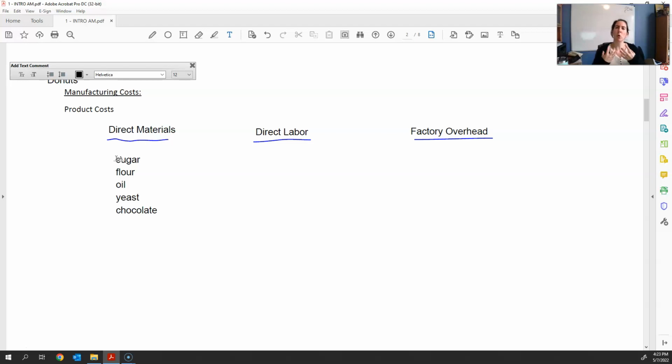The idea being those are core materials and they're quantifiable, right? We would measure how much sugar goes in. We'd measure how much flour goes in and so on. We need the oil for the frying part, right? So those would be considered direct materials.